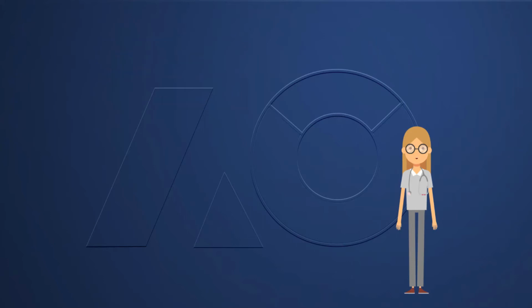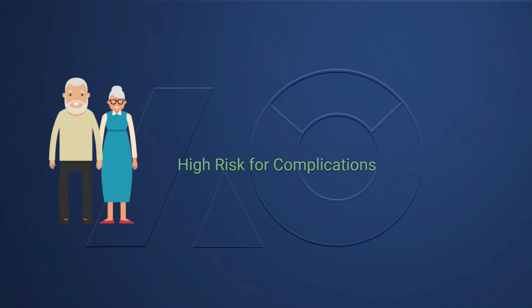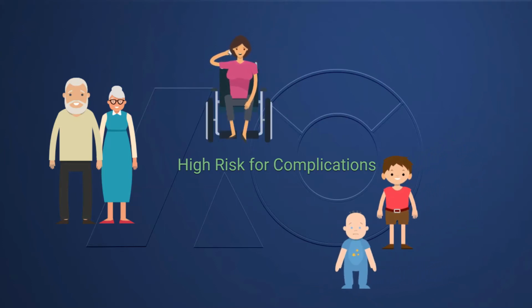People who are at higher risk for developing complications include the following: adults who are 65 years or older, younger children who are less than 2 years of age, people with chronic pulmonary, cardiac, renal, endocrine, and neurological conditions, as well as people who are immunocompromised.